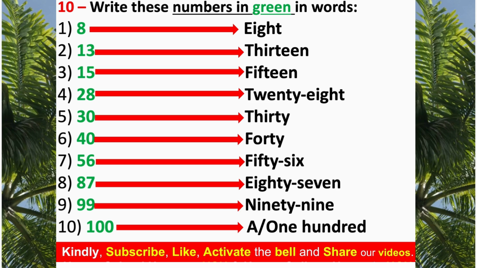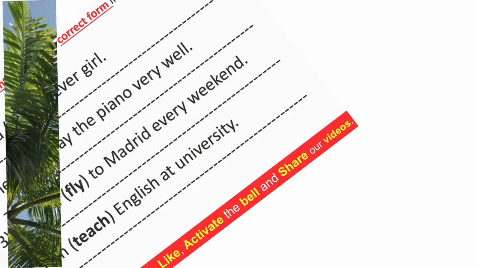E, not A, E. 40. They write it with U. 56. 87, 99, 100. 100, they write it with A, not U. So these are the answers. Let's go to number 11.